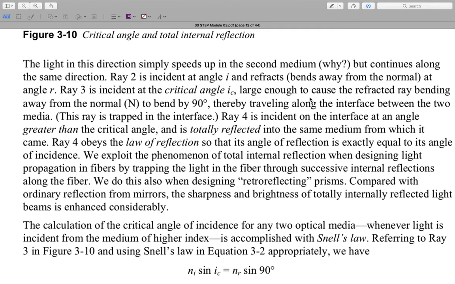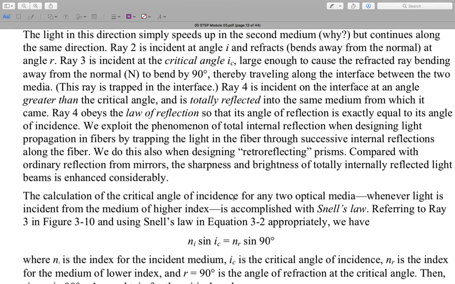The calculation of the critical angle of an incident ray for two optical media, whenever light is incident from the medium of higher index, is in compliance with Snell's law, referring to ray 3 in figure 3.10. Using Snell's law in equation 3.2 appropriately, we have n1 sin iC equals nR sin 90 degrees.